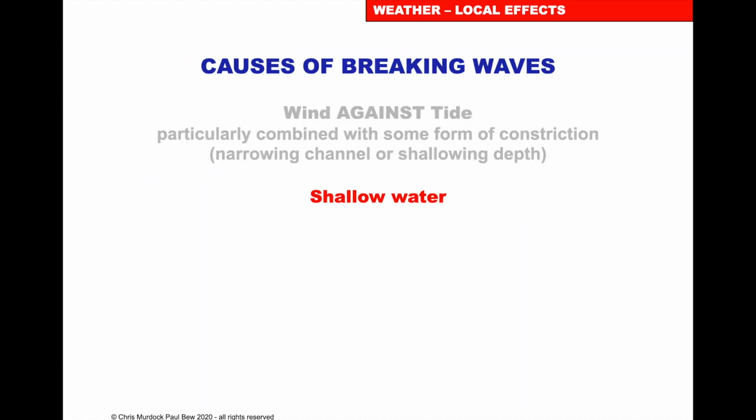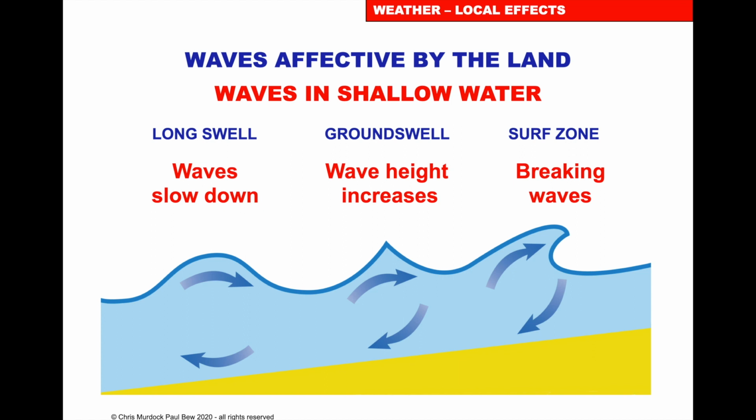Shallow water. Waves affected by the land. So, waves in shallow water. As the wave gets shallower and shallower, the earlier diagram had circles to support the shape of the wave. As it gets shallower, these circles get broken and it won't be able to support the wave, and the wave will break. This can happen on the land, or where the water's getting shallower.